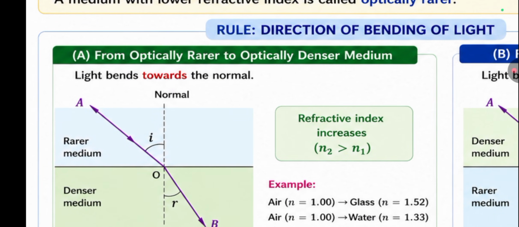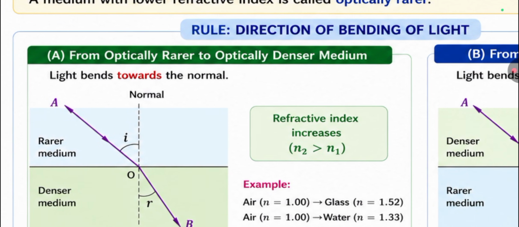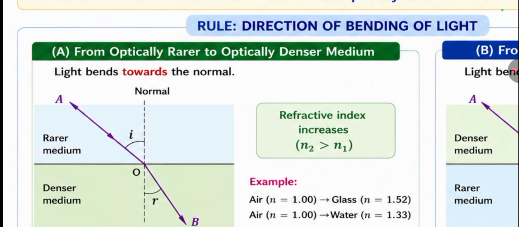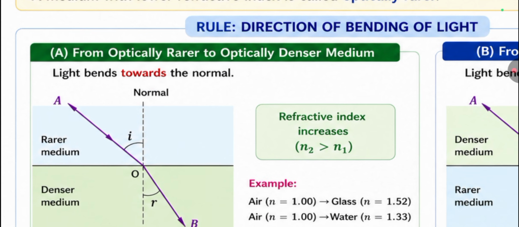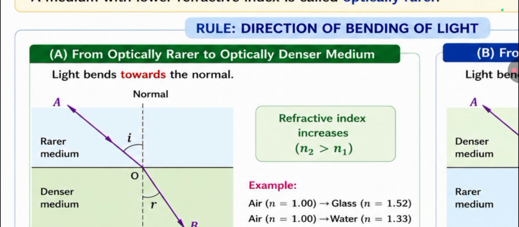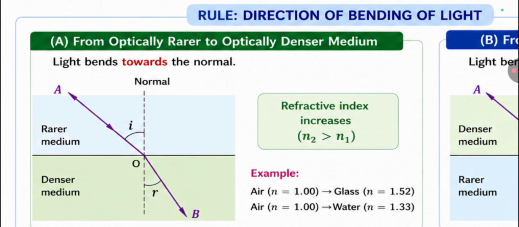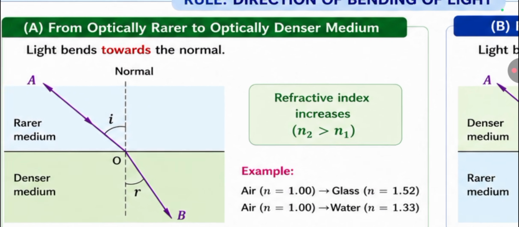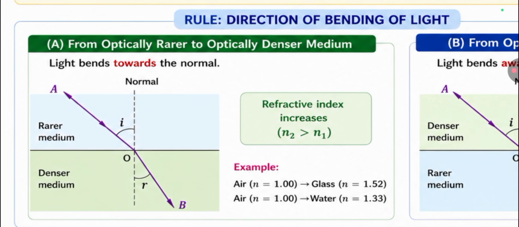Now next, if the light ray passes from one medium to another medium, how do we find whether it is optically denser or optically rarer? Now let us look at the picture: direction of bending of light. First, all of you see picture A, from optically rarer to optically denser medium.